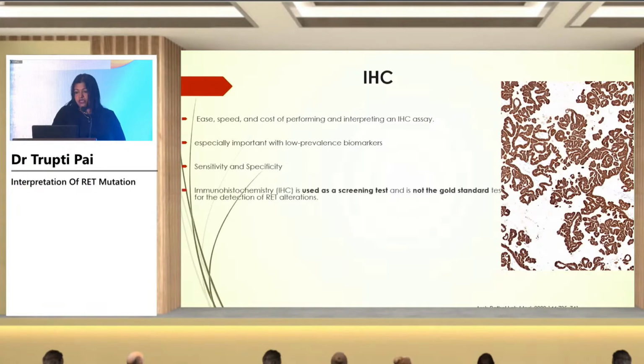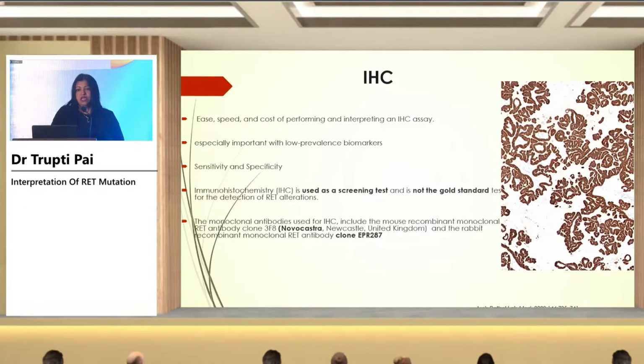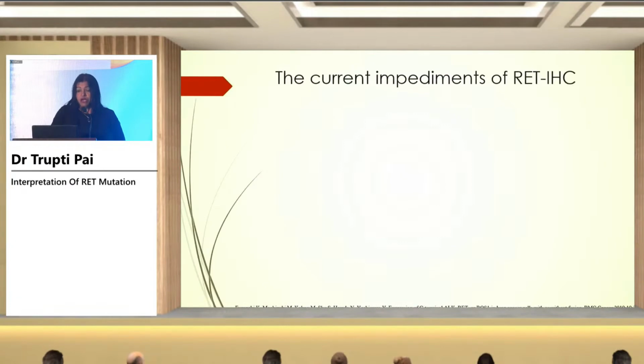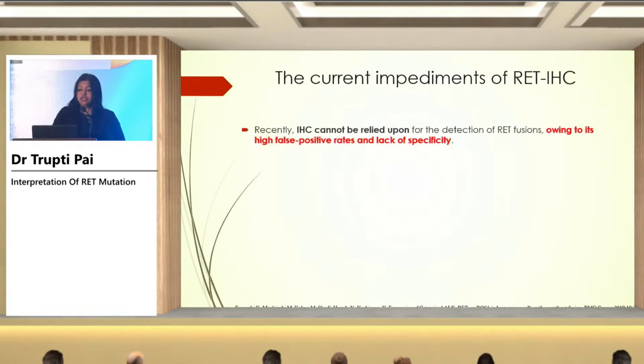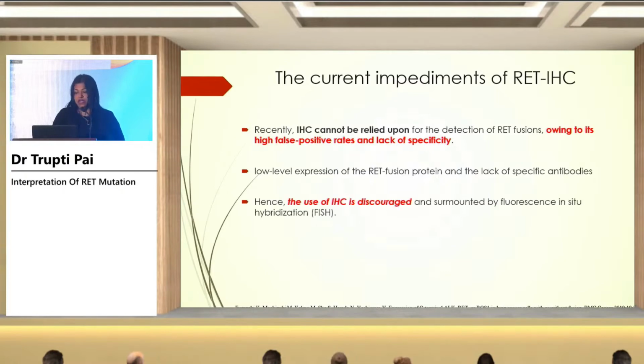So let's see what is with the RET gene. Some studies have used IHC as a screening test, but it is absolutely not the gold standard. There are some monoclonal antibodies available for RET IHC, but the current impediment is a very high rate of false positives and false negatives, as high as 40%. This can be because of low expression of the RET fusion protein and lack of specific antibodies. So in the current scenario, the use of IHC is discouraged.